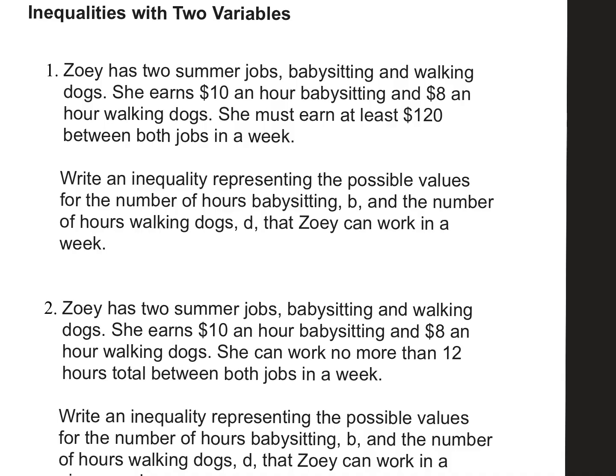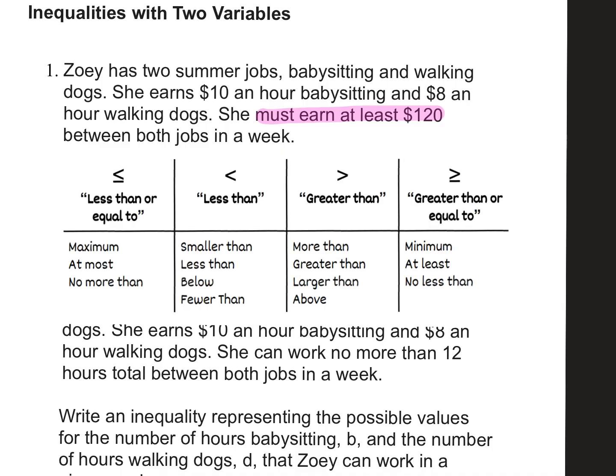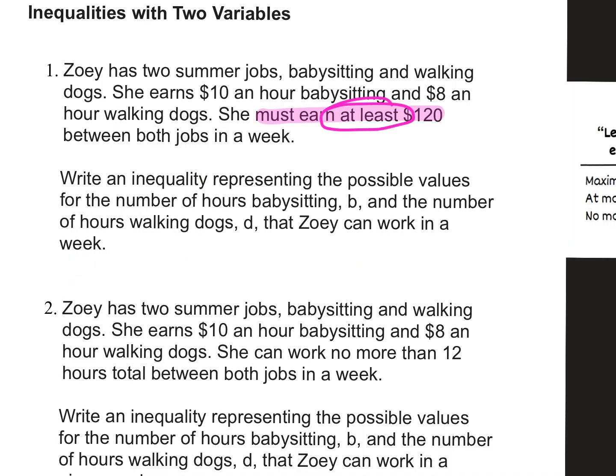So I'm going to start by doing my constraint. I'm assuming you've gone ahead and tried to write this down. And in Zoe's situation, she must earn at least $120. So we're going to start with that constraint. Then I'm going to look at my list of keywords, and I'm going to look for the words at least. And at least is right here with my greater than or equal to symbol. So I'm going to write that part of my inequality.